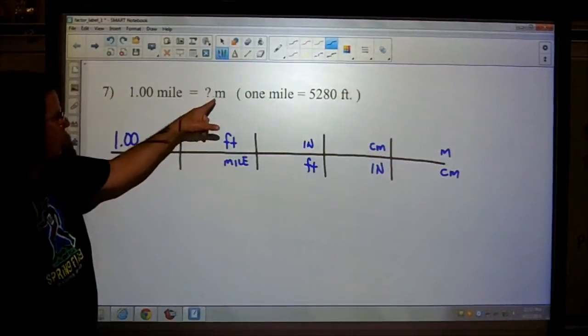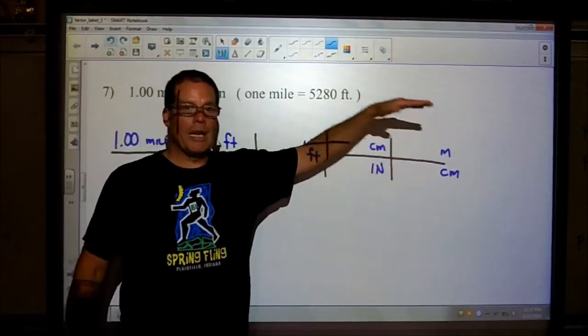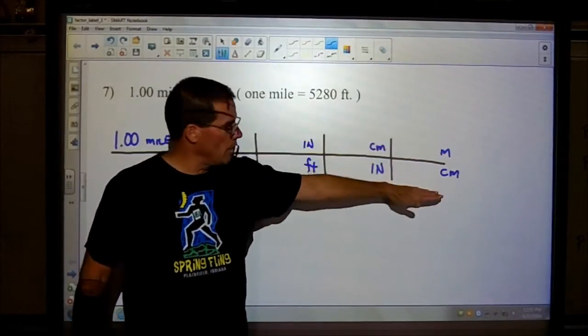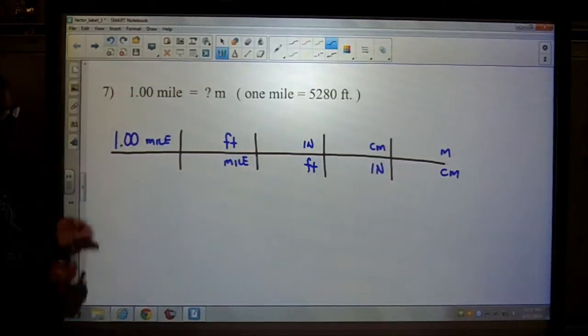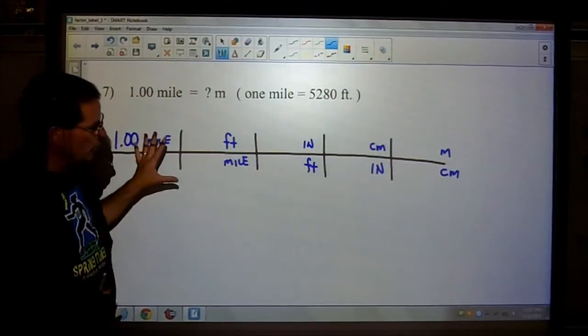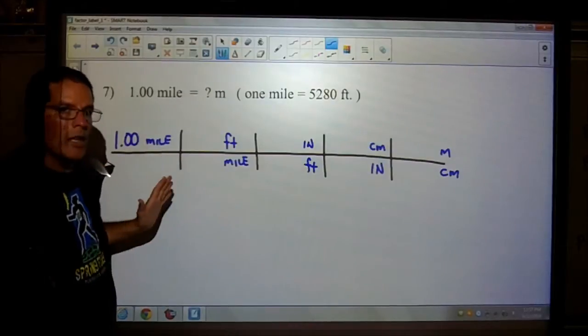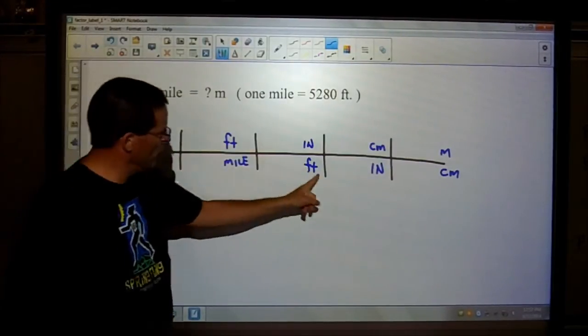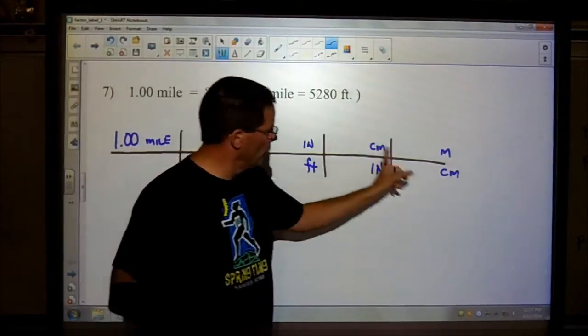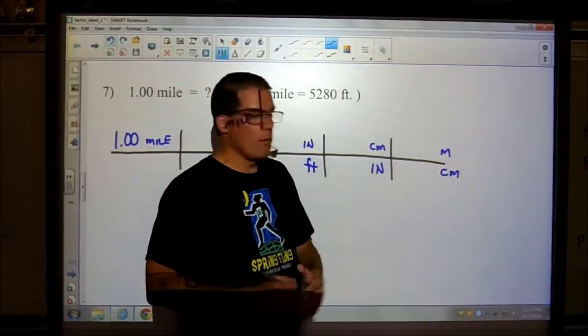Cool thing, I'm looking for meter. Meter must be in the numerator. Can't be down here or you'll have the inverse of your answer if you do something goofy there. All right, and what I like about this is it actually cleans everything up. We don't have any numbers there to help muddy the water, and we can see, miles cancel, feet cancel, inches cancel, centimeters cancel. I'm left with meters.